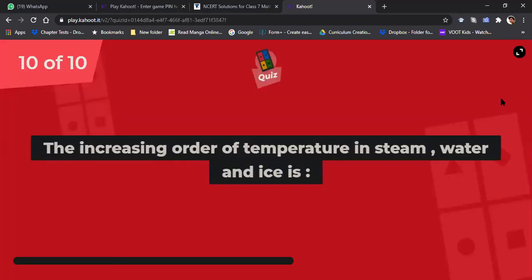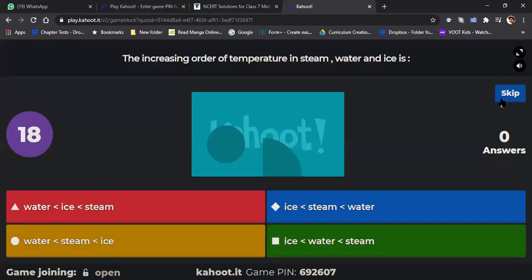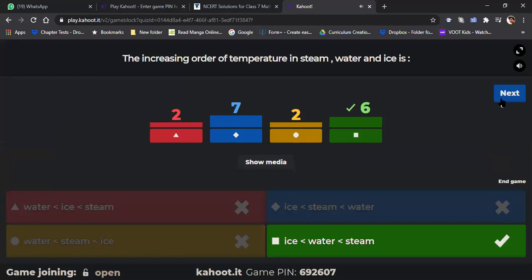Last question. The increasing order of temperature in steam, water, and ice. Which is hottest? In increasing order, hottest to coldest, right? Everyone, answer. 4 seconds, 3 seconds, quickly, 1 second. Time's up. 6 correct answers. Steam is hottest, then water, then ice.